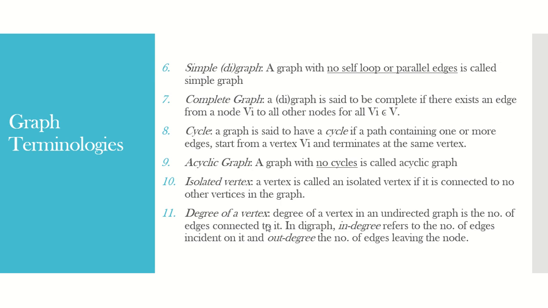When you talk about the degree of a vertex in the case of a graph, it is the number of edges emerging from that particular vertex. The number of edges that are emerging from the vertex is called the degree of the vertex. In the case of an undirected graph, you have only one representation, and that is called degree.